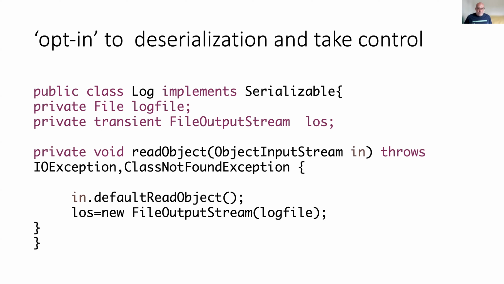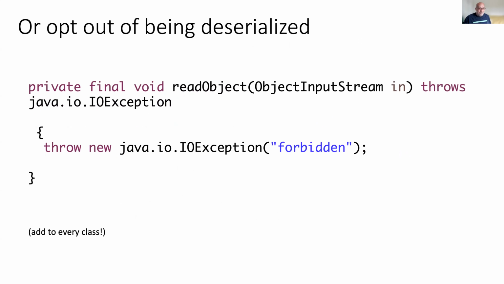So there are lots of things you can do here, and the most obvious one is to add something like this, which is effectively you just opt out. You can put this method on every class that you do not want to be part of the deserialization process, and do something like this. And then every time somebody tries to deserialize your object, you'll get an IO exception. But again, you have to do all the heavy lifting. There's no easy way for you to do that.